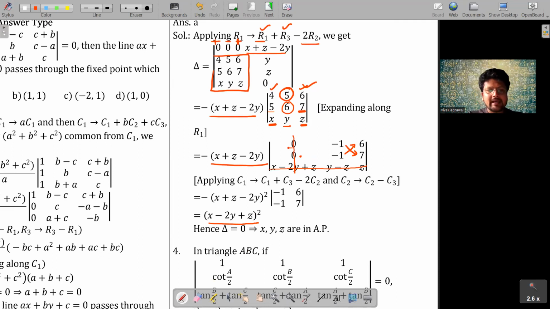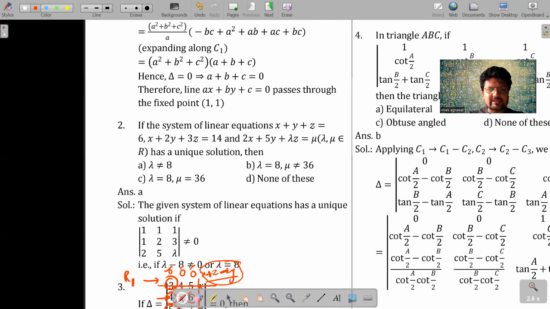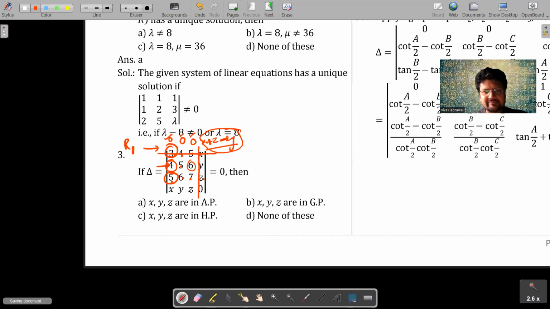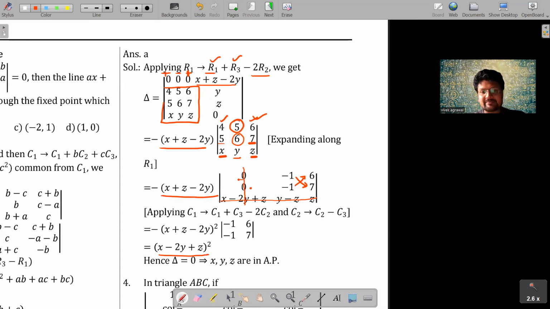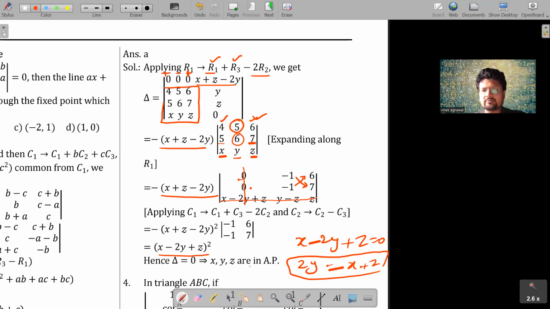It was also given that this value is equal to 0. It means x minus 2y plus z is 0, which means 2y is equal to x plus z. And this is the condition for x, y, z to be in AP, which I believe you already know.